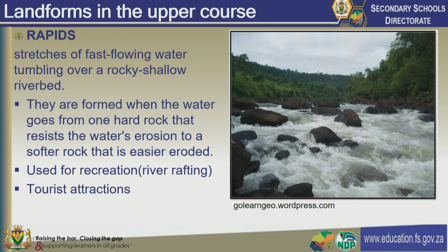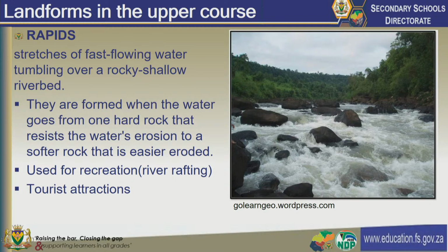Now, the formation of the rapids: it is a stretch of fast-flowing water tumbling over a rocky, shallow riverbed. Don't forget, this is the upper course. The riverbed is not yet deep, it's shallow. So you have water just flowing and tumbling against the rocks that are there. They are formed when the water goes from one hard rock that resists the water erosion to a softer rock that is more easily eroded.